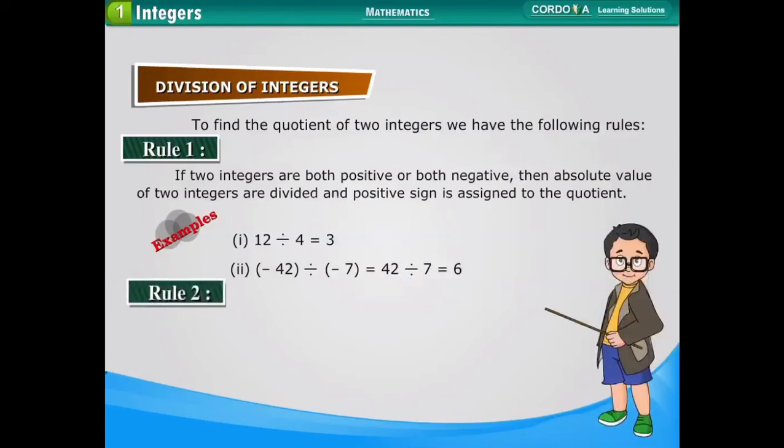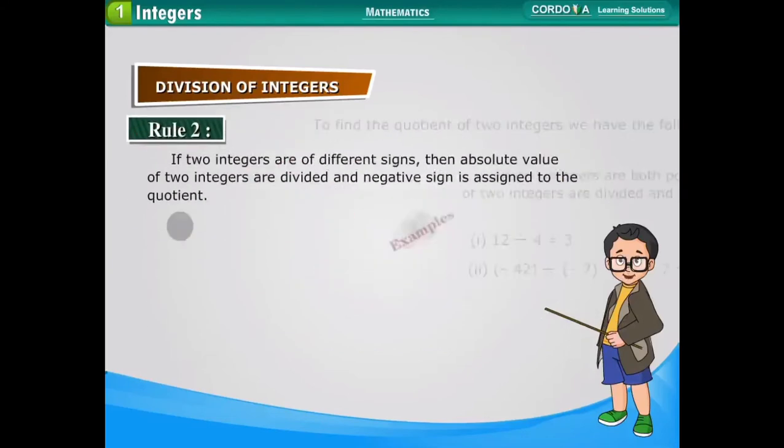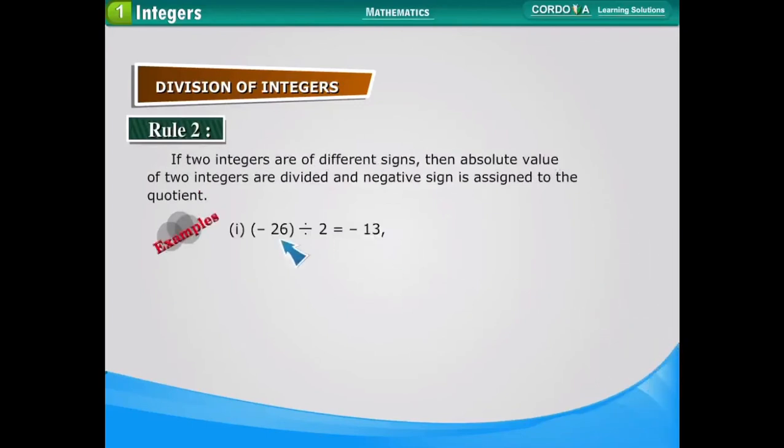Rule 2: if two integers are of different signs, then the absolute values of the two integers are divided and a negative sign is assigned to the quotient. Examples: -26 divided by 2 is equal to -13. 24 divided by -6 is equal to -4.